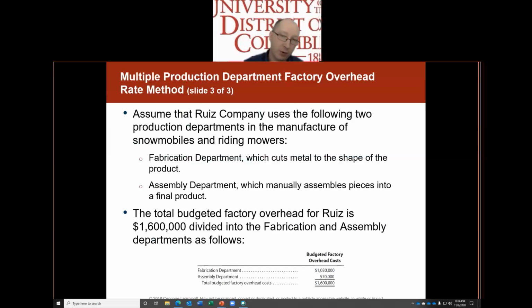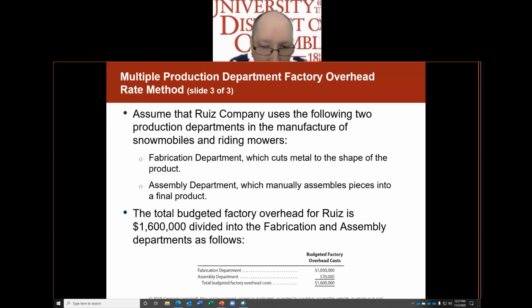We have a fabrication department, which molds the metal, right? They do all the soldering and the shaping of the metal. They cut the metal, they shape it, and create the frame of the snowmobile or the riding lawnmowers. Then we also have an assembly department. This is where they put the engines together. They put all of the electronics in, all that type of stuff.